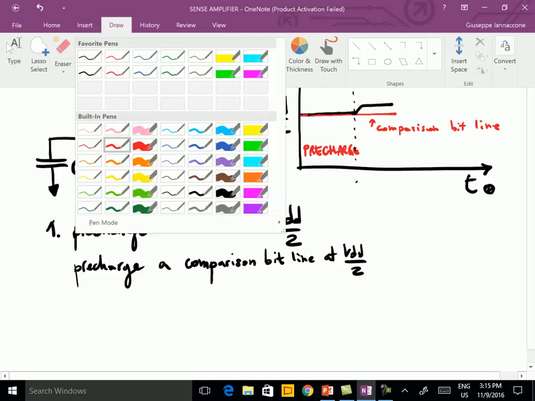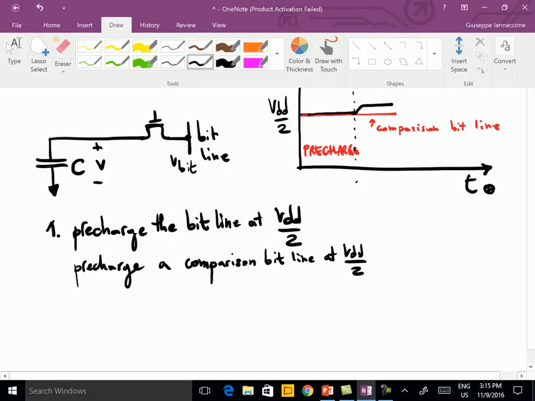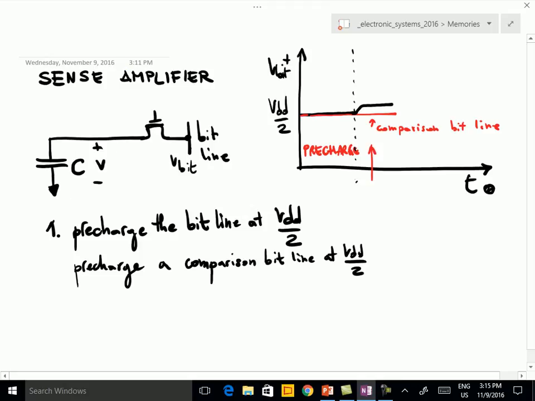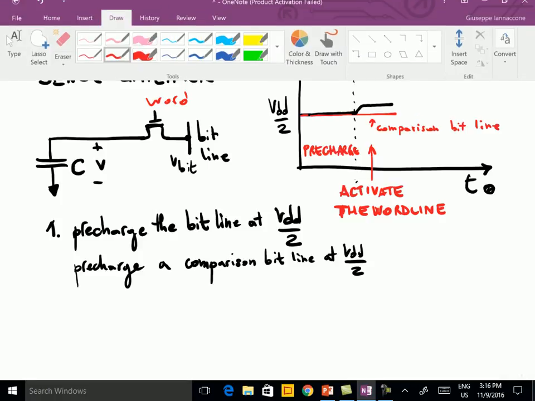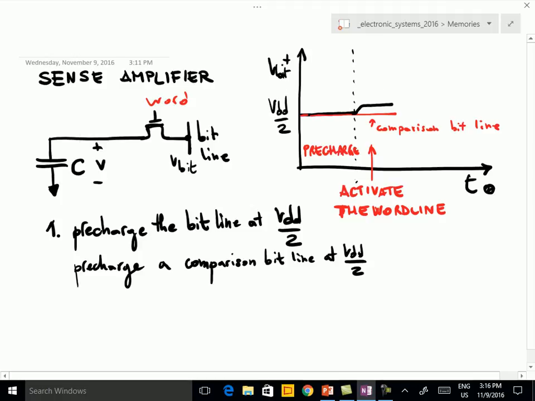Then at some point, so let me write every phase. During this part we activate the word line. This is the word line. And so we observe a difference. And then at some point we activate the sense amplifier, which compares the two voltages and decides that the voltage of the bit line is higher than the one on the comparison bit line, and then the logical value stored in the memory was 1.